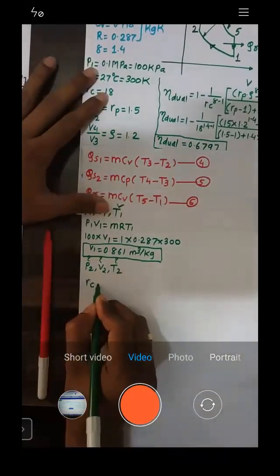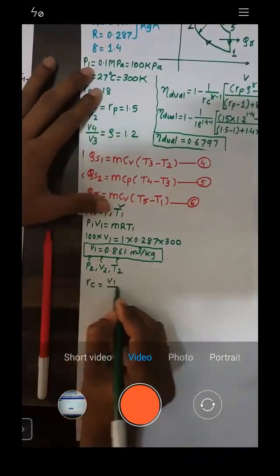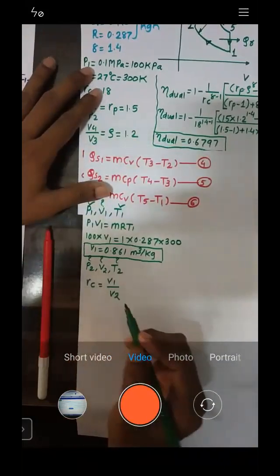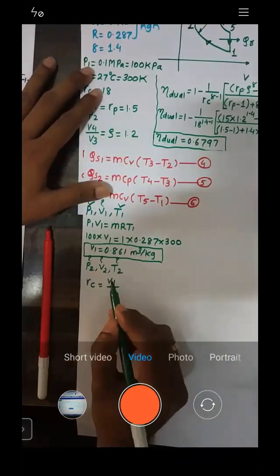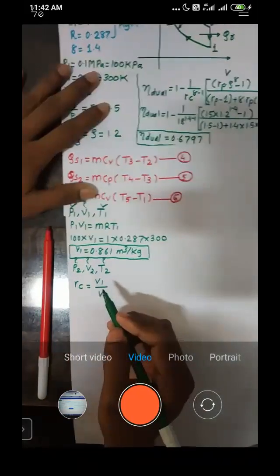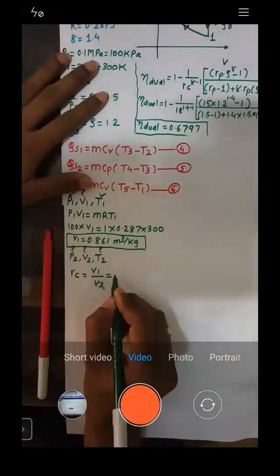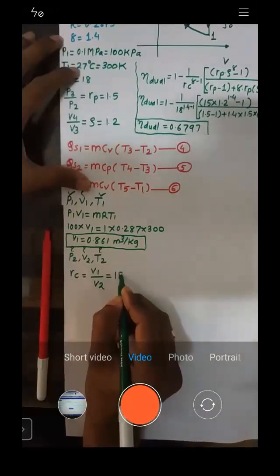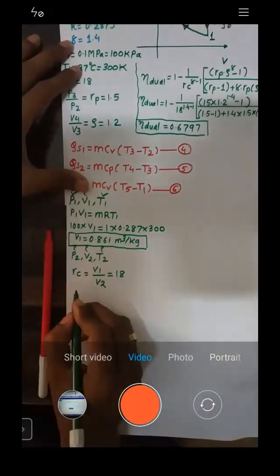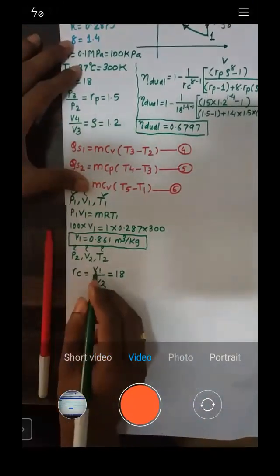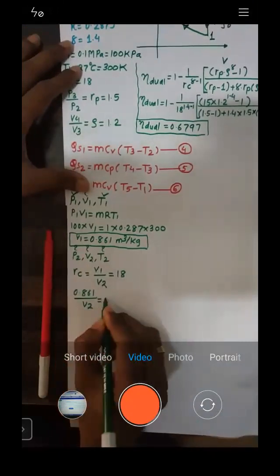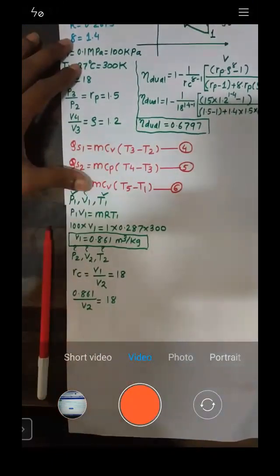Compression ratio RC is the ratio of volume before the compression to the volume after the compression, right? Let us calculate that. It is given in the problem as 18. So I will substitute the values. V1 is 0.861, upon V2, which I am supposed to calculate, is equal to 18.